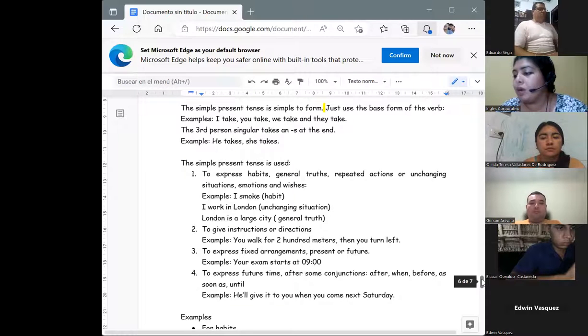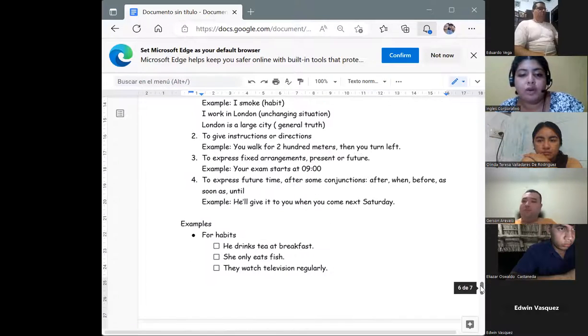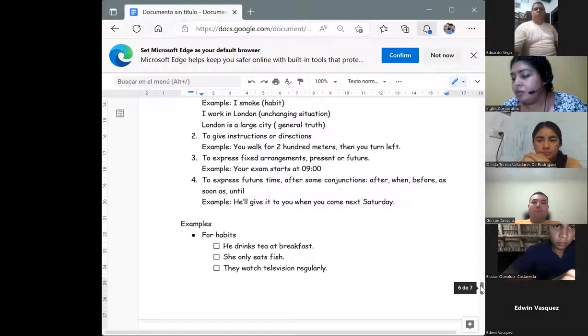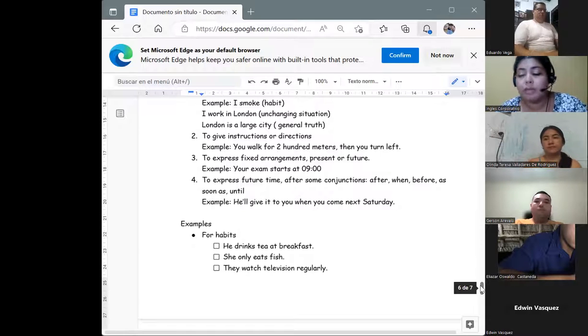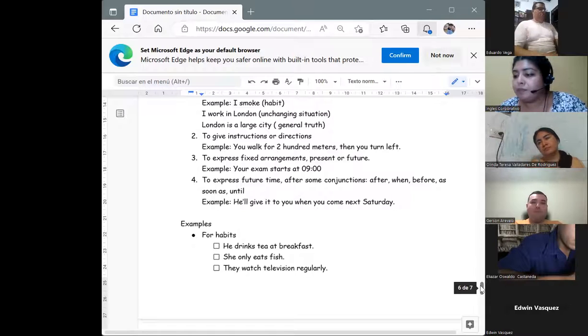Así que estuvimos viendo algunos de estos usos que se le puede dar al presente simple, utilizando el verbo to be o los verbos irregulares y los verbos regulares. So, we are going to continue with the topics that we are going to develop today. In this case, it is related to the same thing.